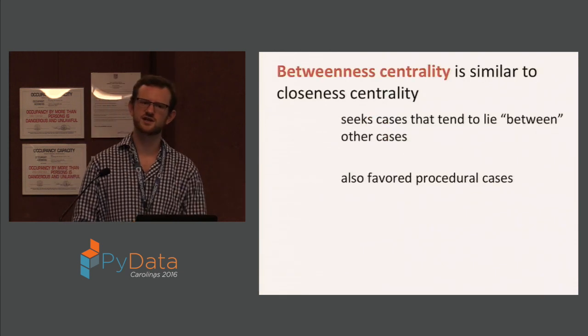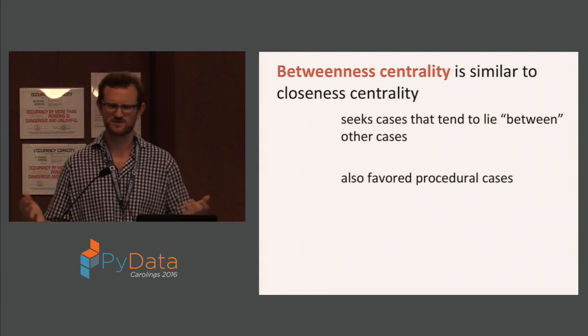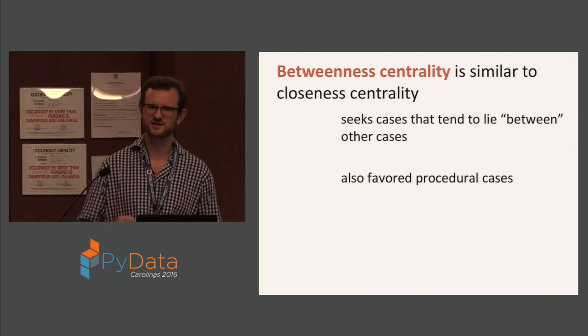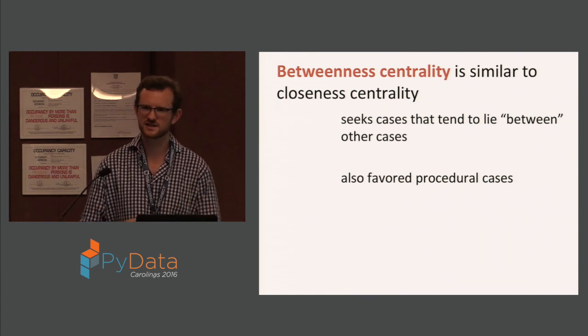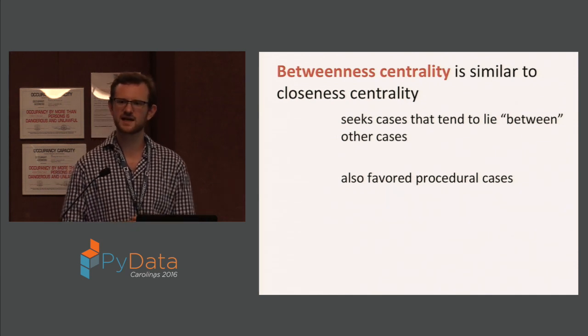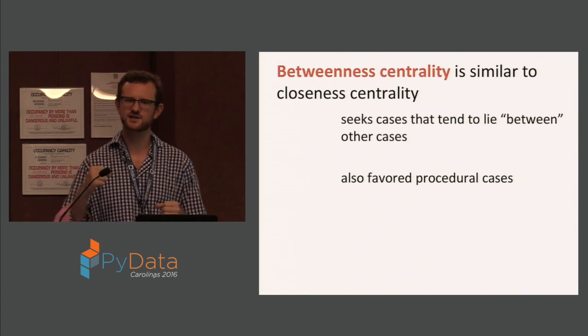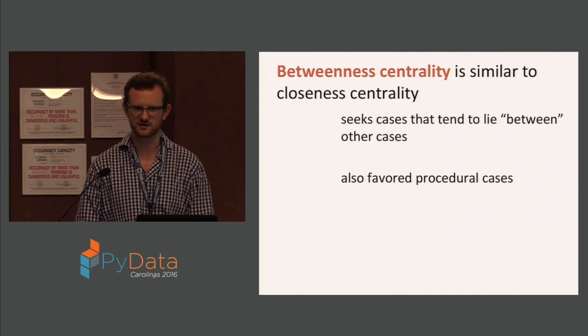There are other measures of vertex centrality, such as betweenness centrality, which basically says you're important if in some sense you tend to be between other cases. Betweenness centrality is similar to closeness centrality, and it also picked out similar cases. It tended to favor procedural cases. Remember, procedural cases are the ones linking the many areas of law together.